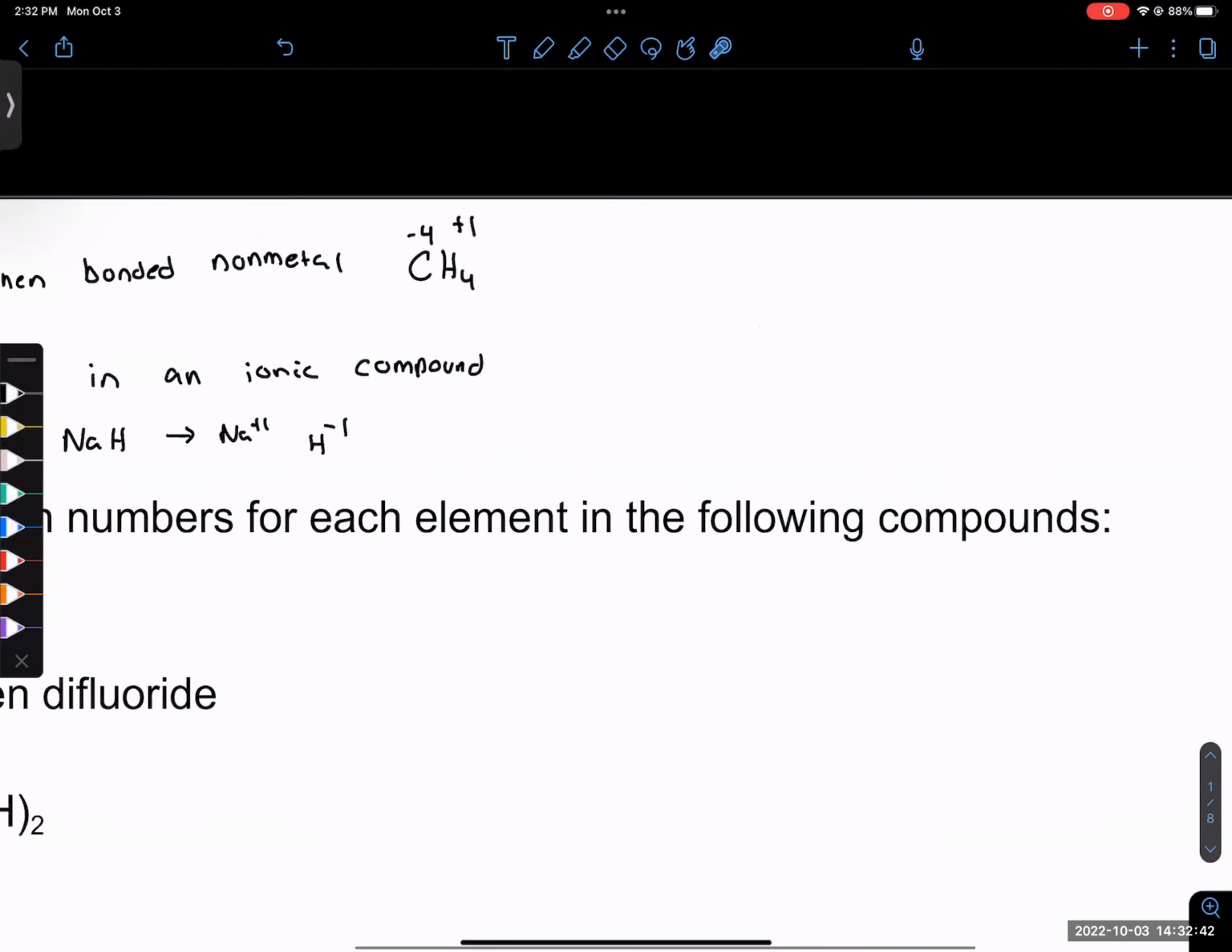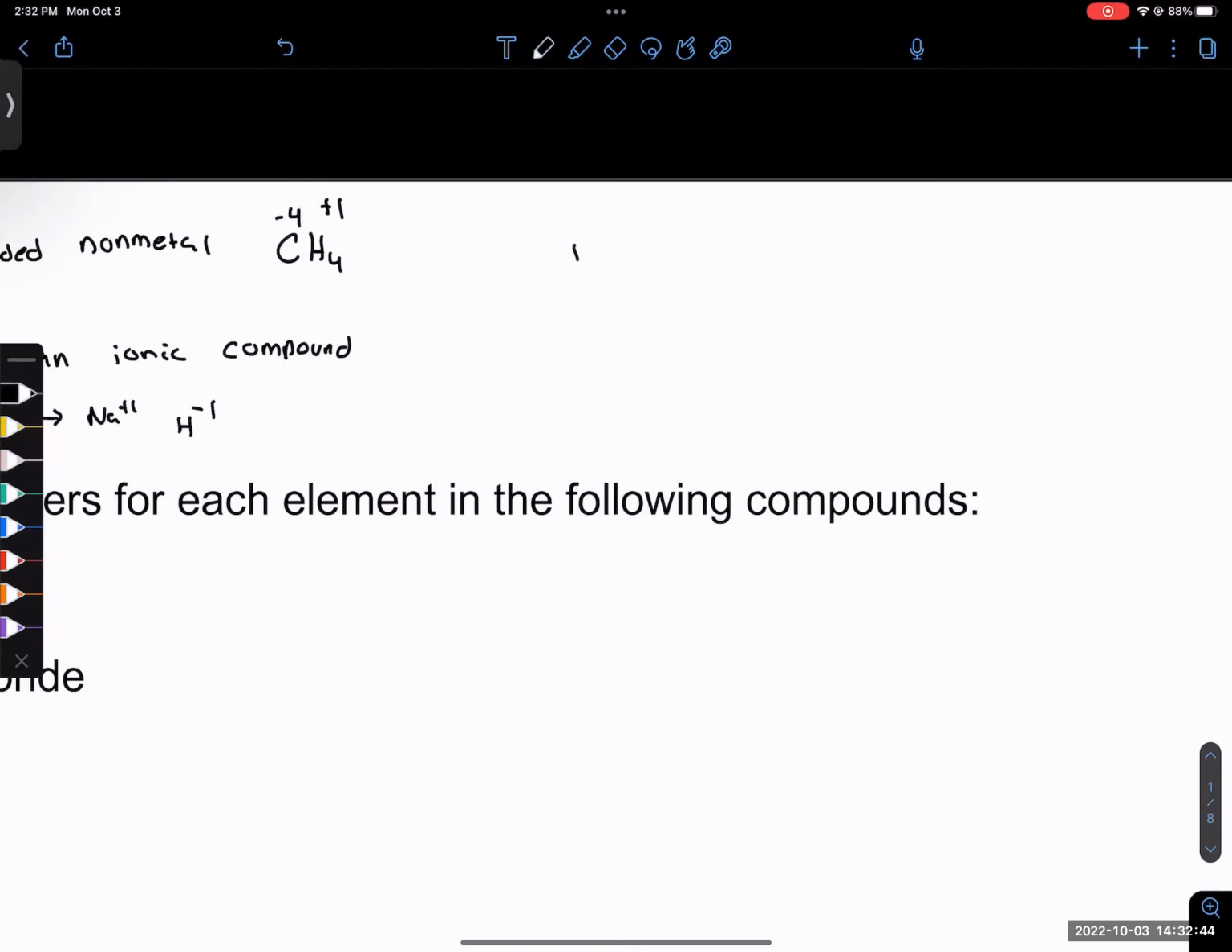Now, what are our rules for fluorine? Always -1. And why? We're going to learn that fluorine is the most electronegative atom. Eventually we'll learn that. So it's always going to want to take electrons from other elements. It's not going to want to donate any electrons. So it's always a -1. What about oxygen?